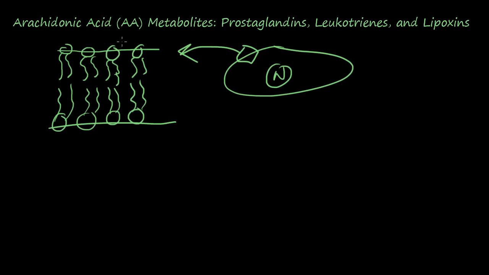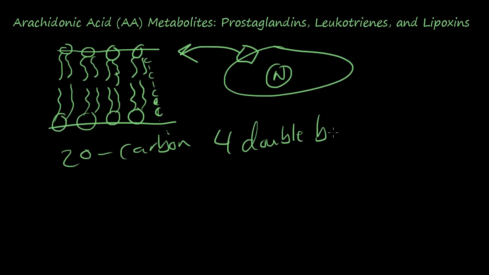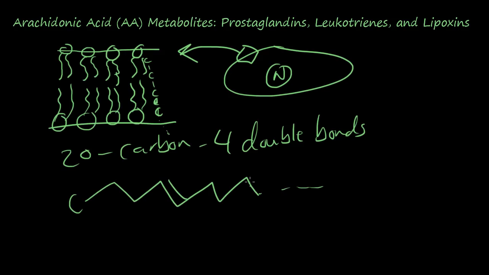And arachidonic acid is a 20 carbon chain. So there's a carbon, carbon, carbon, carbon, carbon, carbon, down to 20. There's 20 carbons in this fatty acid chain here, and it has 4 double bonds. If it was down to 20 or whatever, there would be 4 of these double bonds.